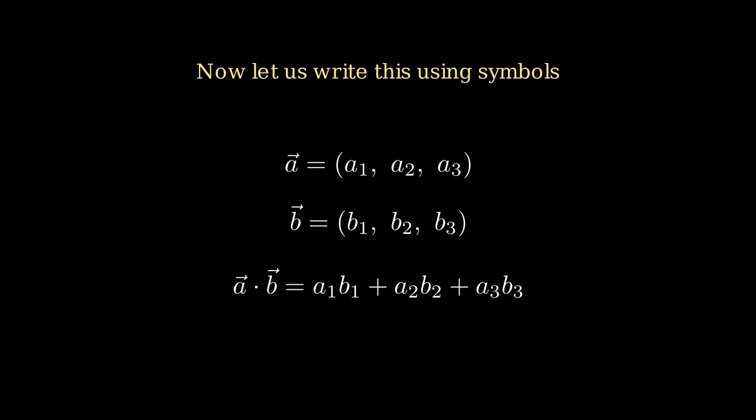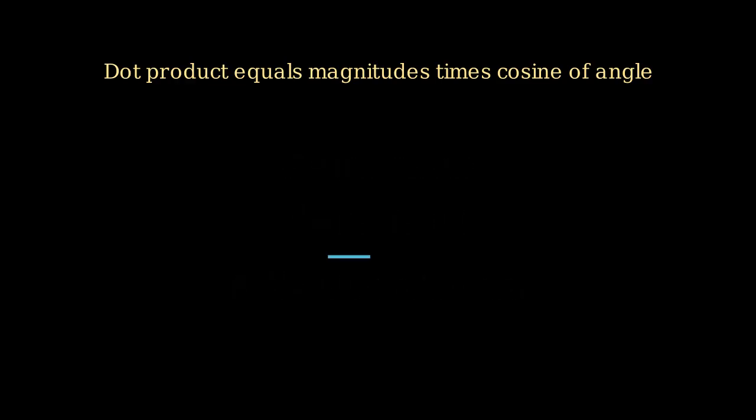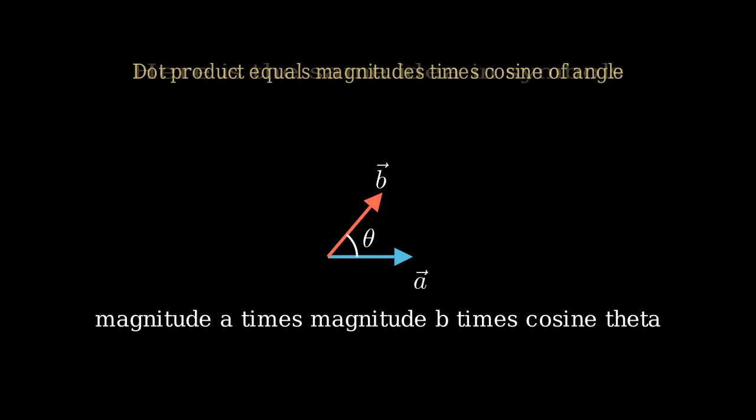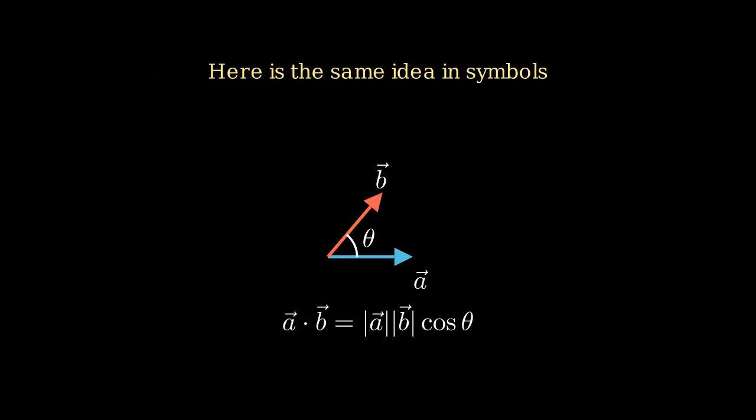There is also a second way to describe the dot product, using angles instead of components. In words, the dot product equals the magnitude of A multiplied by the magnitude of B multiplied by the cosine of the angle between them. In symbols, A dot B equals magnitude of A times magnitude of B times cosine of theta.